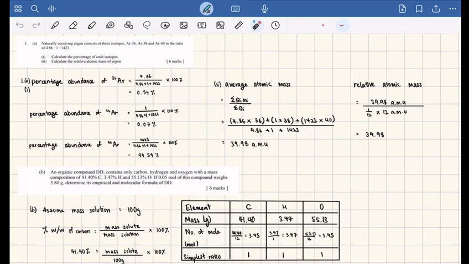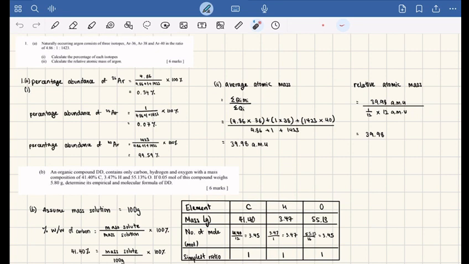This is chapter 1. First question. Naturally occurring argon consists of three isotopes, argon 36, argon 38, and argon 40 in the ratio of 4.86 to 1 to 1423. Calculate the percentage of each isotope. So in total, we'll have to calculate the percentage abundance of three isotopes.